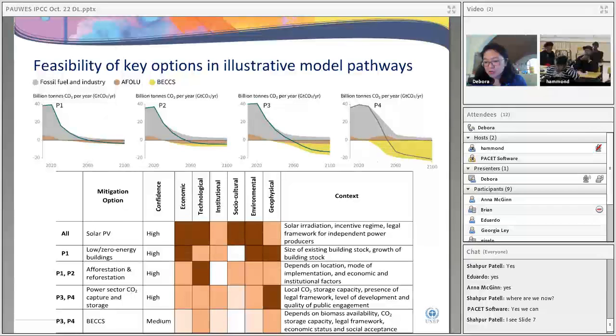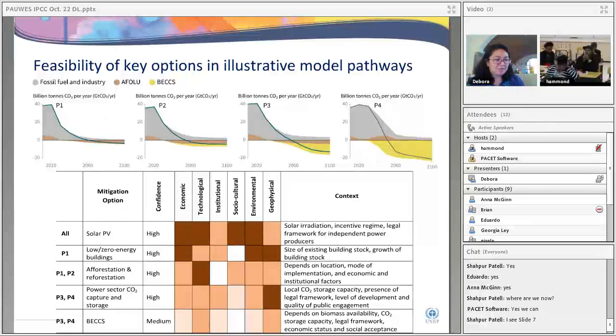It's not applicable, or there is limited or no evidence. This appears in Chapter 4 of the report and in the supplemental material of Chapter 4. So here we can see, for just a handful of options, since there were about 30 options assessed, that solar PV is applicable to all the different scenarios.